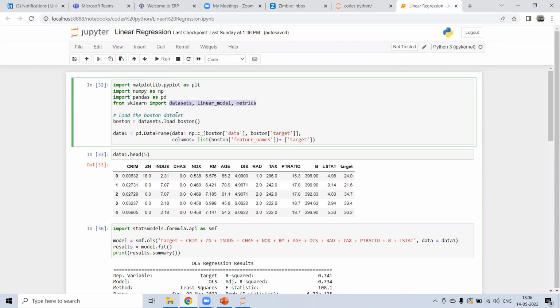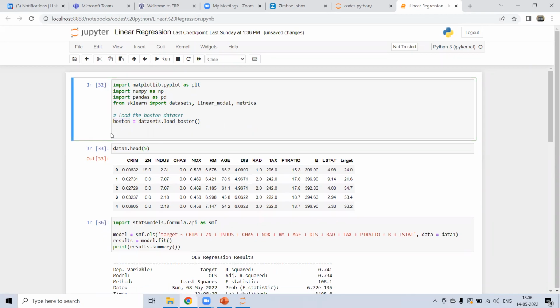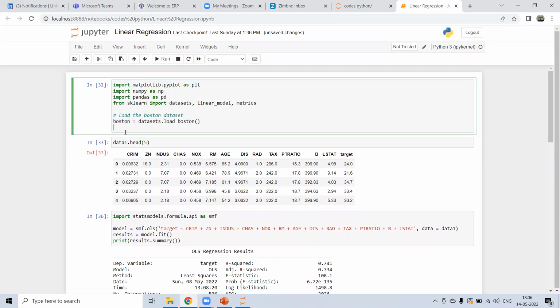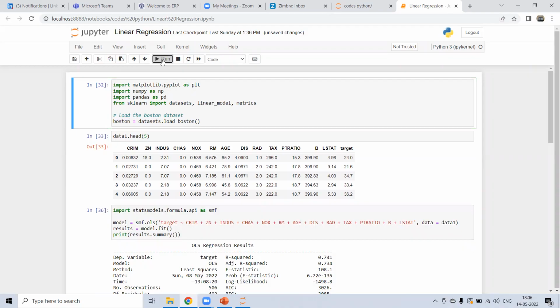So under the datasets submodule, there is a Boston dataset which is already there. load_boston will load that Boston data, and then I will convert it. This dataset will be loaded in the form of a dictionary. So let me just show you what is happening here. If I run this much, it's running now. Let it run.